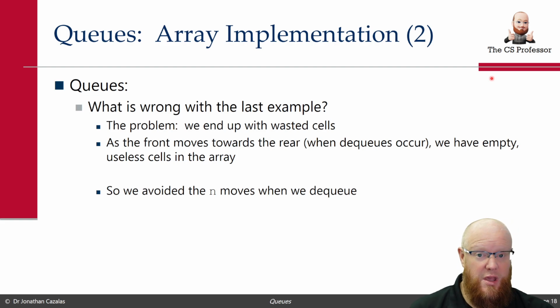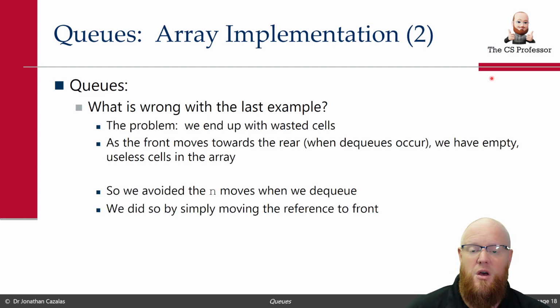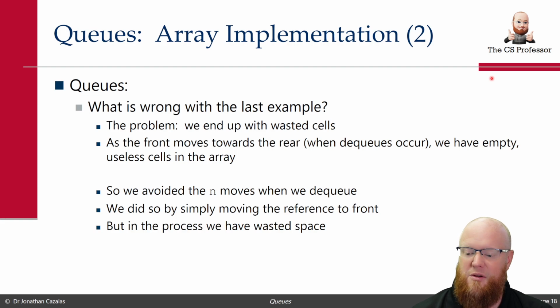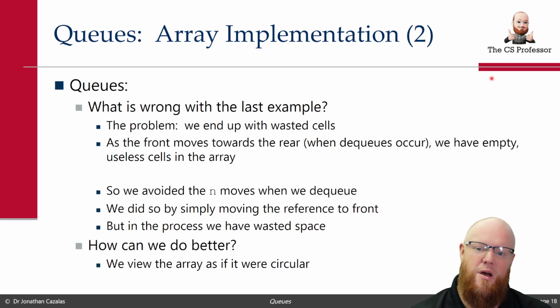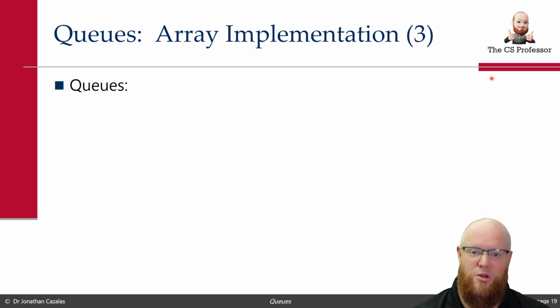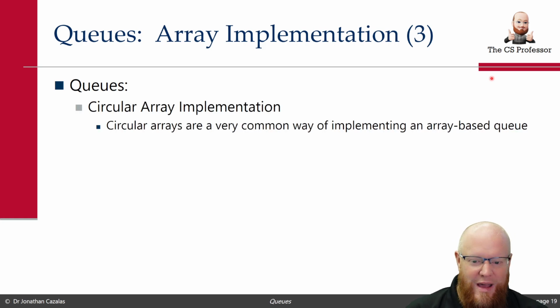So the benefit is we avoided the shifting that was occurring. We avoided those n shifts, those n moves whenever we did a dequeue, and we did so by simply moving front to the right and incrementing front with every dequeue. But in the process, we have wasted space. I ask, how can we do better, or can we do better? Of course we can. And the answer is by viewing the array as if it were circular. What do we mean? A circular array? What?